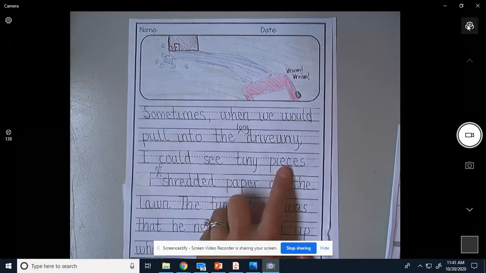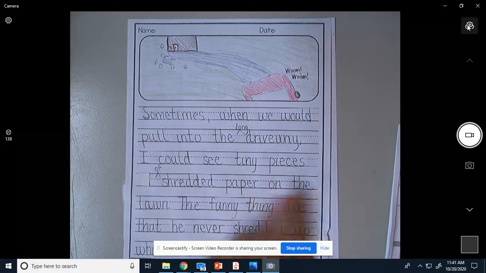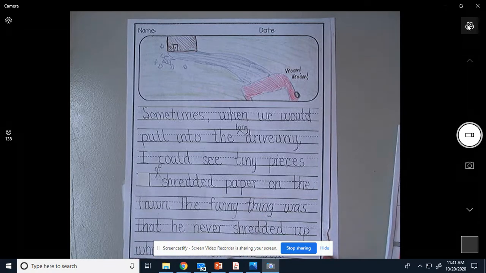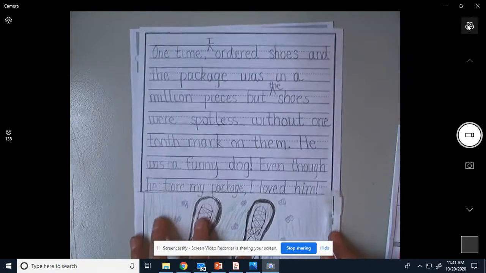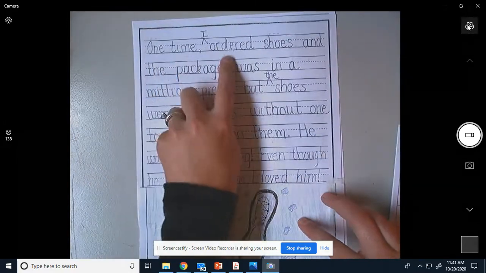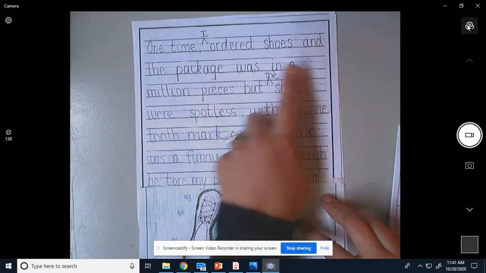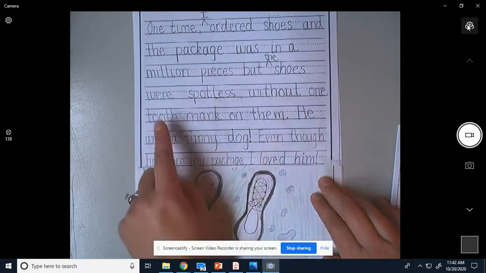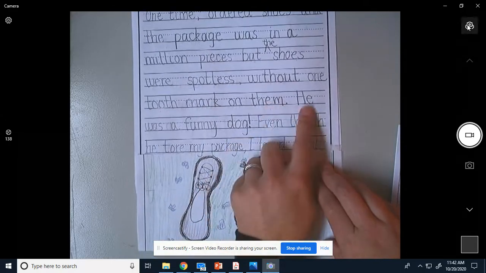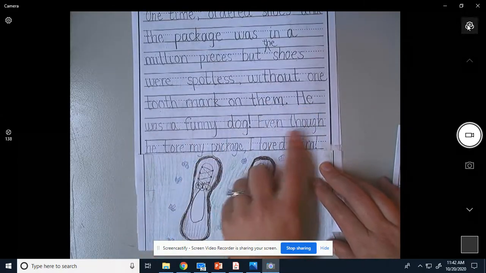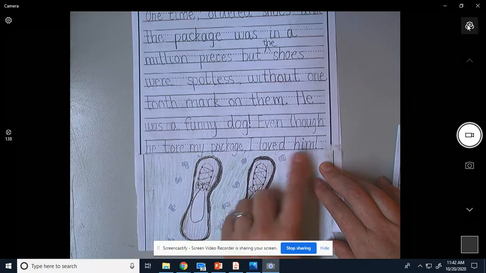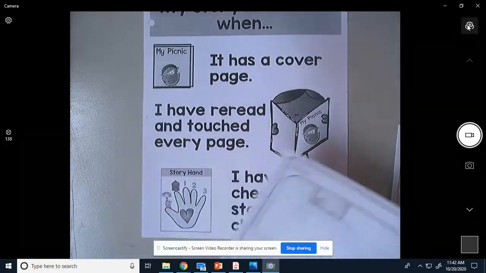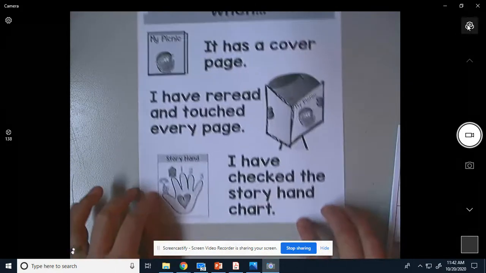I could see tiny pieces of shredded paper on the lawn. The funny thing was that he never shredded up what was inside the box. One time, I ordered shoes and the package was in a million pieces, but the shoes were spotless, without one tooth mark on them. He was a funny dog. Even though he tore my package, I loved him. And there's my shoes. Okay, so I reread and I touched every page and it made sense.